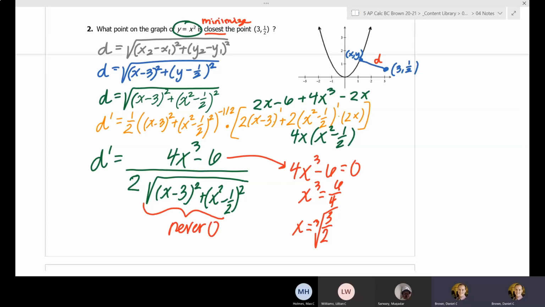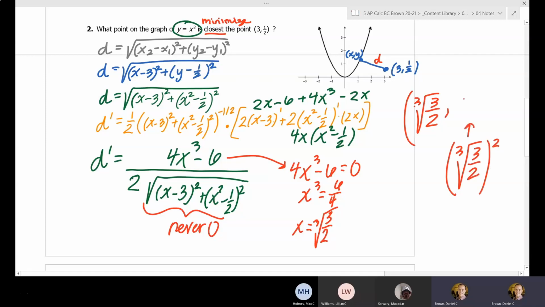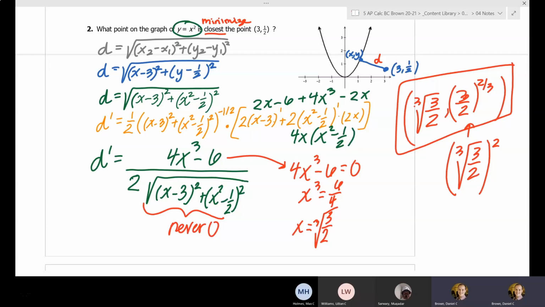So let's go back and answer the question. What point is closest? Well, the point that's going to be closest is the one that has an x coordinate that's the cube root of 3/2. And to find the y coordinate that goes along with it, well, I know that y is equal to x squared. That's the function. Well, if I have the cube root of 3/2 squared, that's the same thing as saying 3/2 raised to the 2/3 power. So this is the coordinate on the graph of y equals x squared that ends up being closest to the point (3, 1/2).